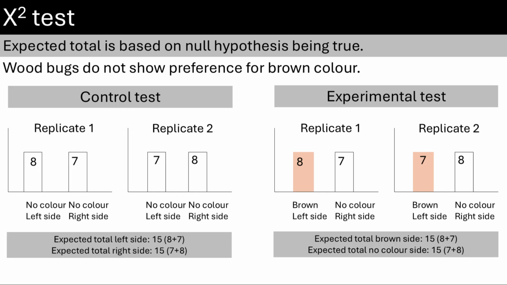The expected total is calculated based on the null hypothesis being true for both the control group and the experimental group. As a result, you would expect to see an equal number of wood bugs choosing the left and right sides. In my example, I use 15 wood bugs for replicate 1 and another 15 for replicate 2 in both the control and experimental tests. For both tests, I expect the wood bugs to make equal choices between left and right sides, as they do not show a preference for brown color. Therefore, the expected total for my left side will be 8 plus 7, which is 15, and the same applies to the right side.